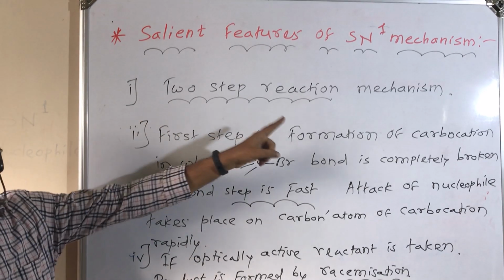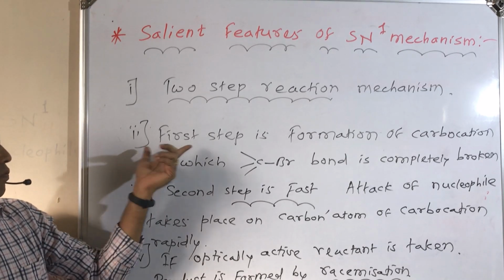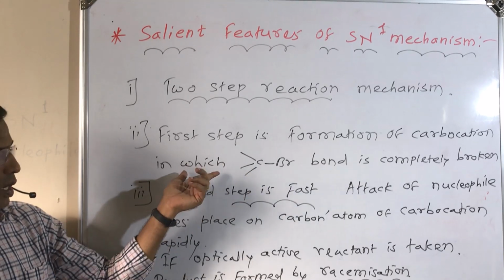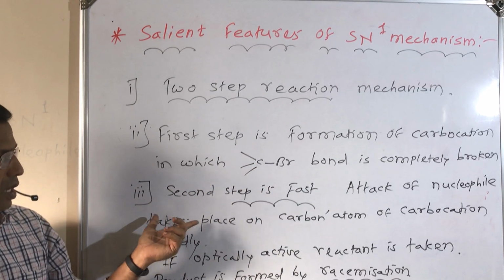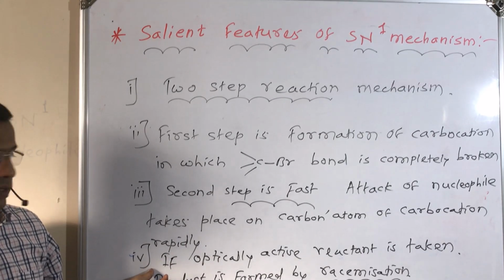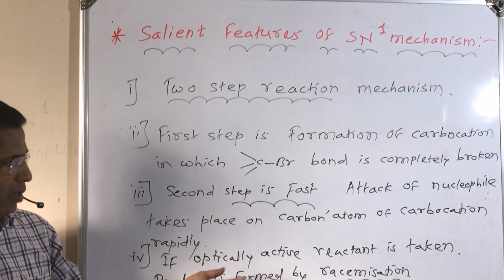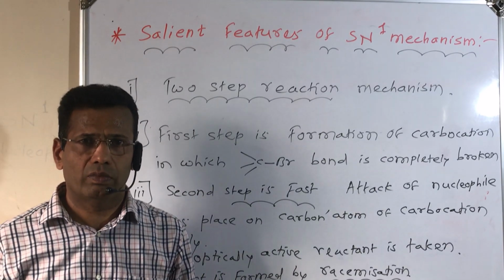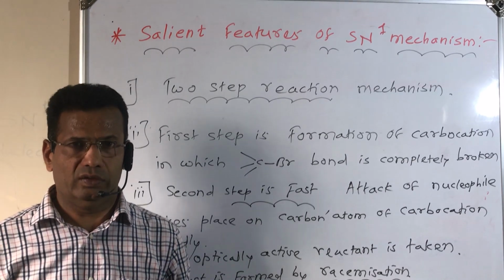First one is two-step reaction mechanism. SN1 is two-step reaction mechanism. Second is, first step is formation of carbocation, where C-Br bond is completely broken and T-butyl carbocation is formed. Second step is fast step, where attack of nucleophile takes place on the carbon atom of carbocation rapidly. And fourth is, if optically active reactant is taken containing chiral carbon atom, product is formed by racemization, means mixture of enantiomers is formed. 50% product is formed by inversion of configuration and 50% product is formed by retention of configuration.